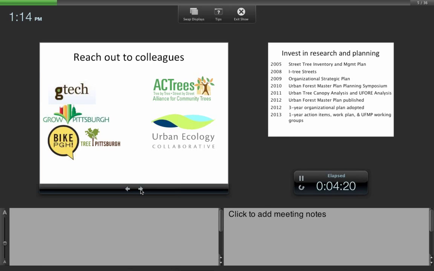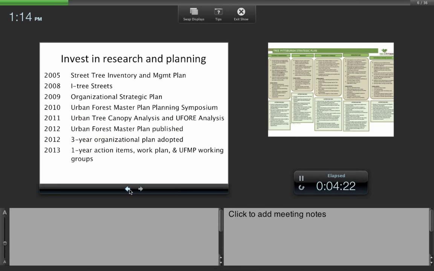Investing in research. Tree Pittsburgh got started because of a research study that was done on the health of Pittsburgh street trees. An inventory and management plan was put together in 2005 by the Shade Tree Commission, and those commissioners were able to raise money because of that inventory to start the nonprofit. I immediately started investing similarly into research using iTree Streets at the time. It was called Stratum back in 2008.